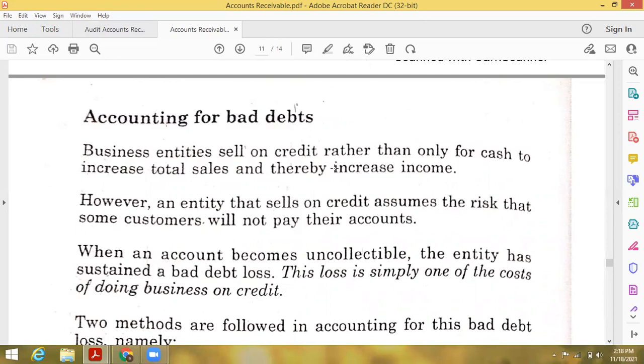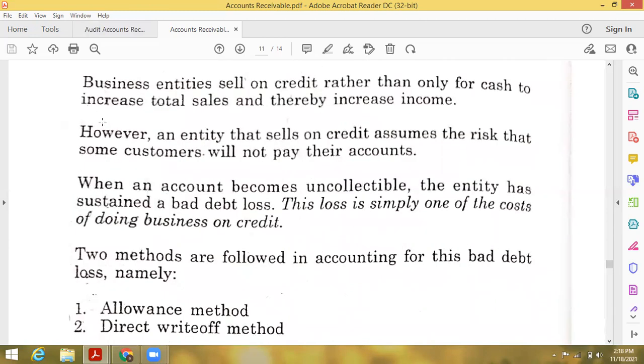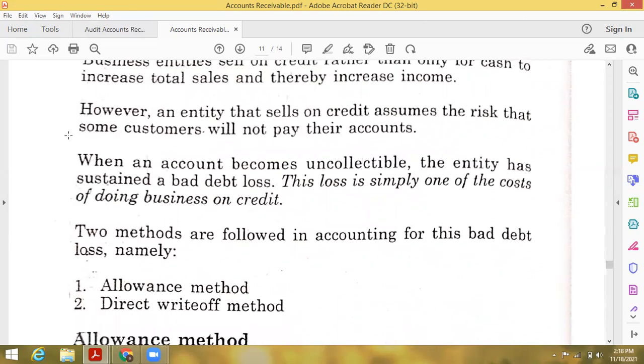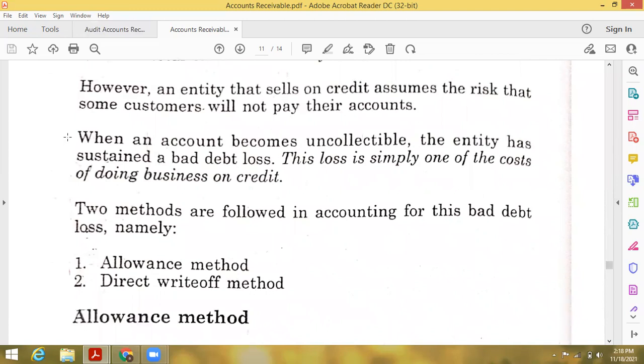When an account becomes uncollectible, the entity has sustained bad debt loss. This loss is simply one of the costs of doing business. Ganun talaga. Hindi nawawala yung ano na yan. So, pag nagpautang ka, talagang minsan hindi siya babalik. Lalo na pag you are in yung mga business side, pag nagpautang yung business, kasi yung iba umaalis, tumatakbo. Ganun.